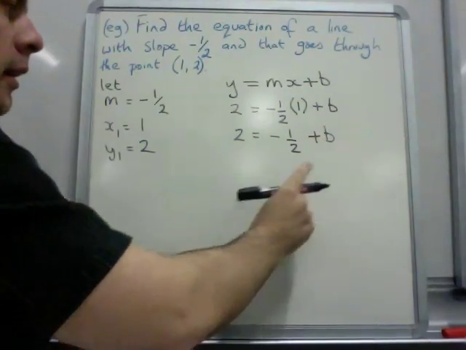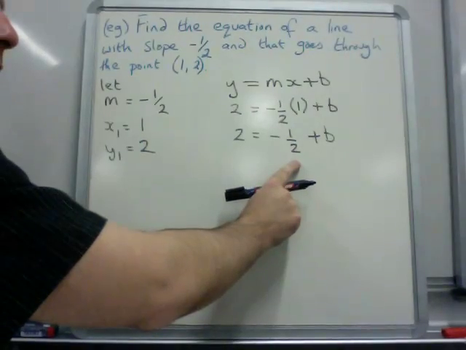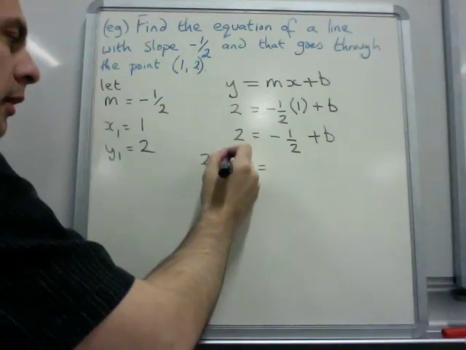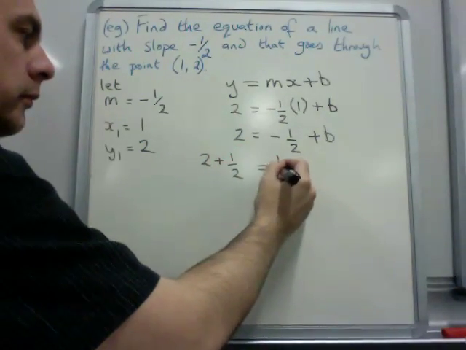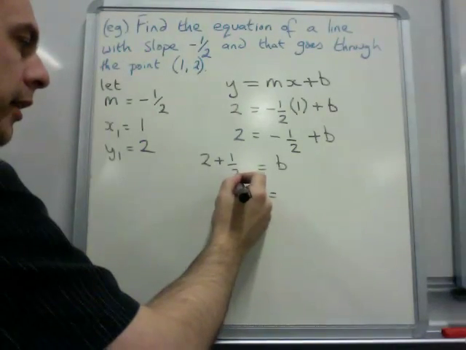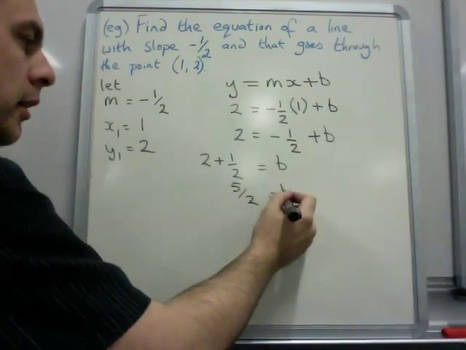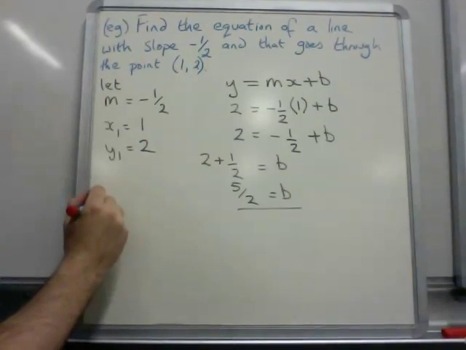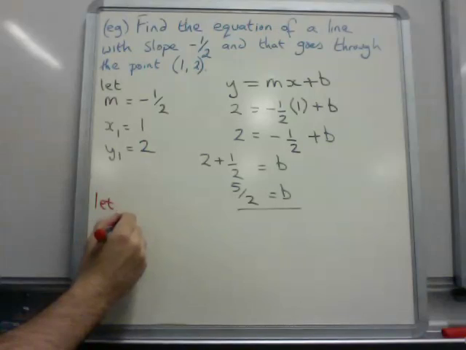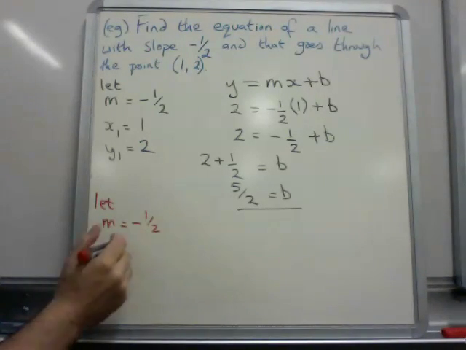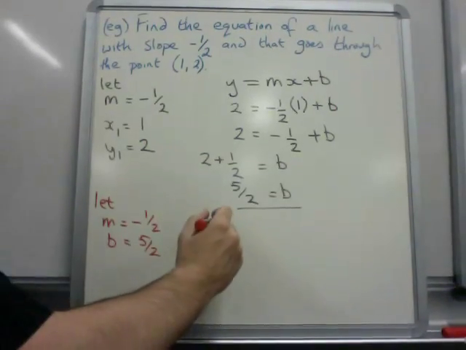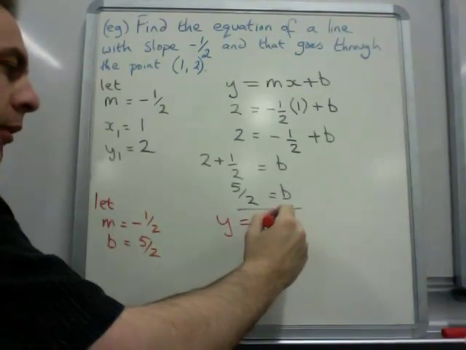Plus b. To get rid of -1/2, we have to do what to both sides? That's right, we add a half. And let's write that as a top-heavy fraction. b is 5/2. So now we're back to the situation that we had before. So I still know that m is -1/2, and I know that b is 5/2, and I'm going to use y equals mx plus b for a second time.